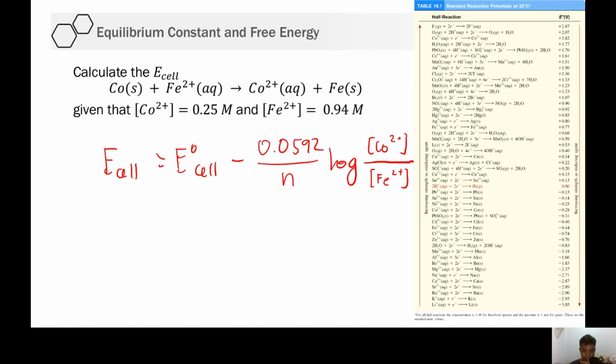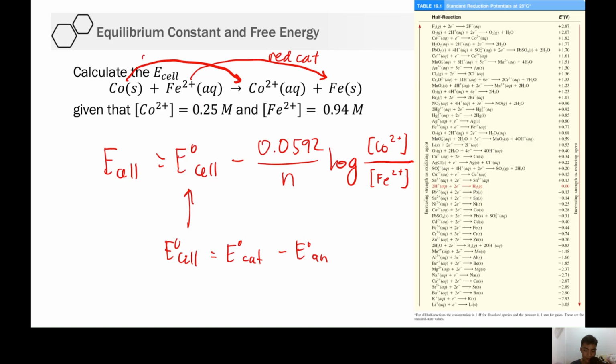The next thing we have to do is to find the E naught cell. We know the equation for E naught cell. This is just the E naught cathode minus E naught anode. By looking at the equation, you can actually confirm this. Which one is the cathode? The reduction. So this one is the reduction. This is the cathode, and this one is the anode.